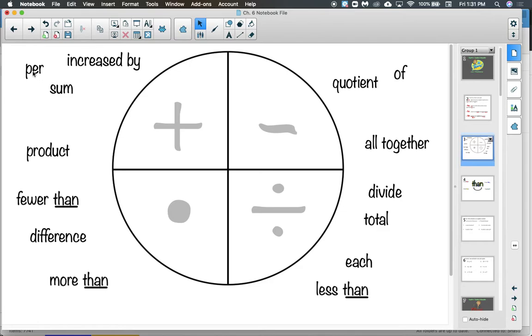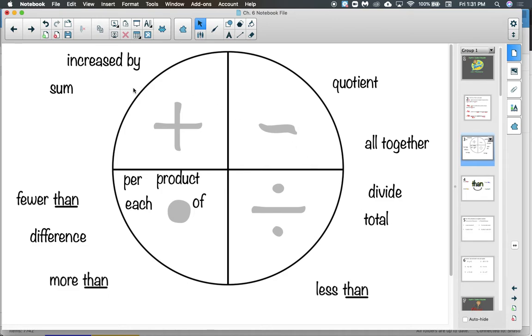Okay, so I'm going to start over here. Per is a multiplication word. That's a word that I wanted you to be on the lookout for in Chapter 5 when we were writing our algebraic expressions. Per is still going to be very important for us as a multiplication word in Chapter 6. Another important multiplication word is product. Another important multiplication word is each. We've got of. I think that's what I've got for multiplication right now.